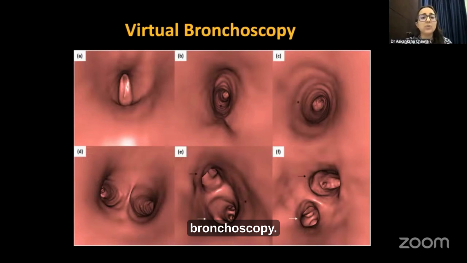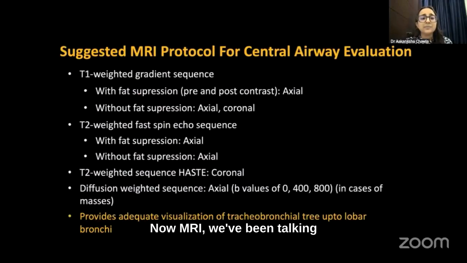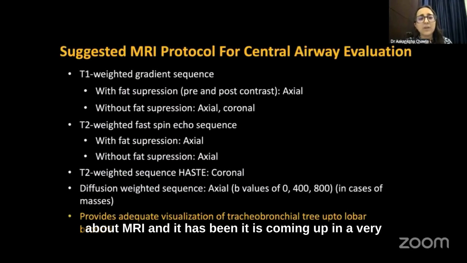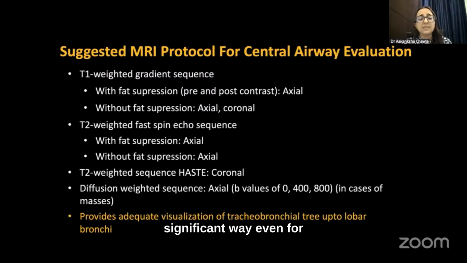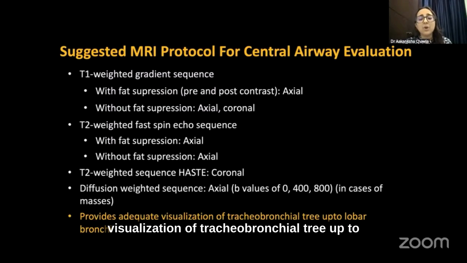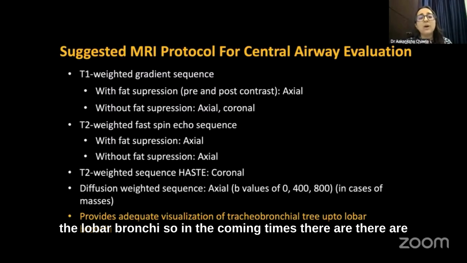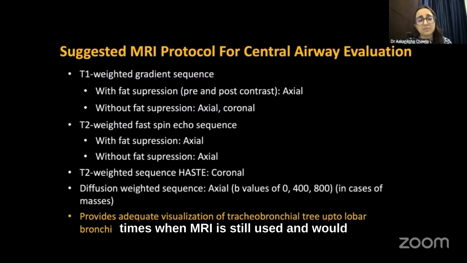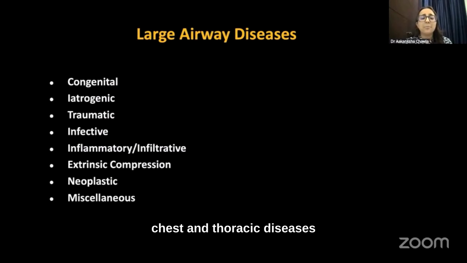Through virtual bronchoscopy. Now, MRI, we've been talking about MRI, and it is coming up in a very significant way, even for chest and thoracic diseases, and even for central airway evaluation. It provides adequate visualization of the tracheobronchial tree up to the lobar bronchi. So, in the coming times, MRI would probably be used even more for chest and thoracic diseases.